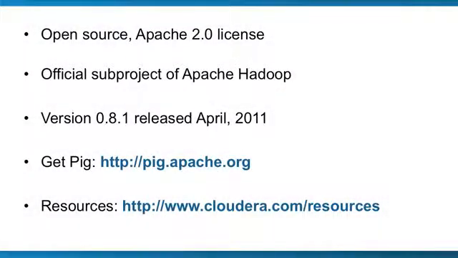So Pig is an official open source project under the Apache 2.0 license. It's an official subproject of Apache Hadoop. It can be found at pig.apache.org. And the current version is 0.8.1. It was released in April 2011.